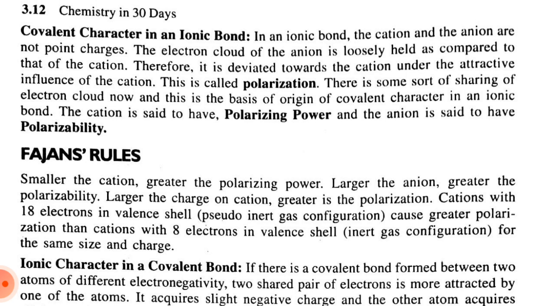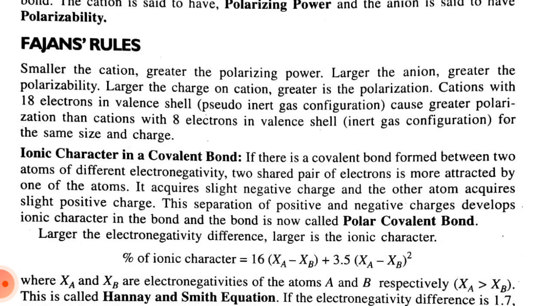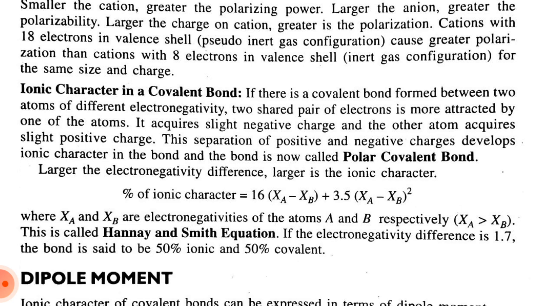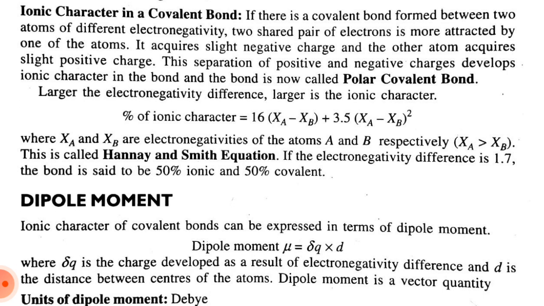The cation is said to have polarizing power and the anion is said to have polarizability. Smaller the cation, greater the polarizing power. Larger the anion, greater the polarizability. Larger the charge on cation, greater is the polarization. Cation with 18 electrons in valence shell causes greater polarization than cation with inert gas configuration of 8 electrons in the valence shell, for the same size and charge.